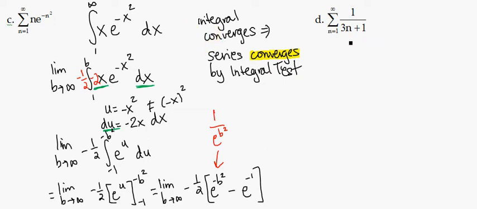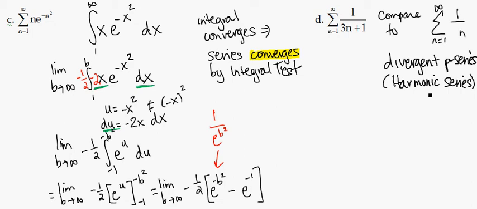As we look at this next example, the nth term goes to 0. This is not a p-series or geometric. It doesn't look like it's alternating. It doesn't look like ratio or root test is going to help us a lot. But a comparison would be very easy, because notice that you can either compare it to 1 over 3n or just 1 over n. Either way, it's a divergent p-series.